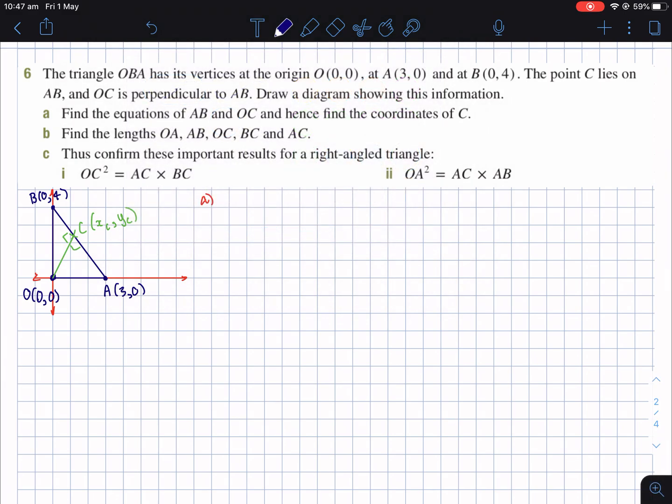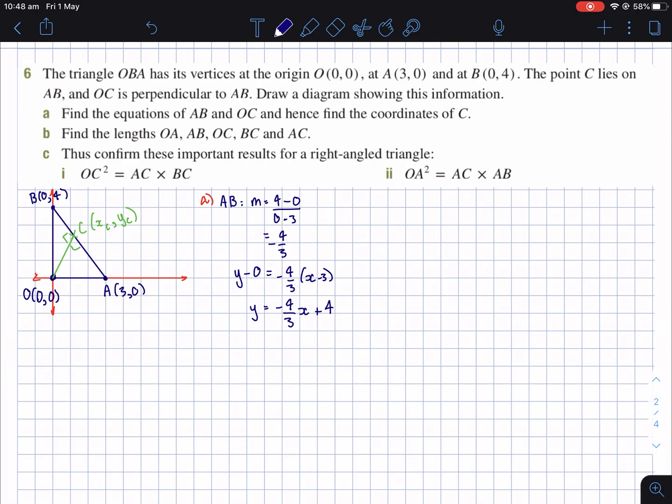Okay, so find the equation of AB. Well, the gradient is y2 take y1, so 4 take 0, over x2 take x1, 0 take 3, so the gradient is negative 4 thirds. And then y take y1, I'm just going to use the point 3, 0, so y take 0 equals negative 4 thirds x take 3. So y equals negative 4 thirds x plus 4, because 4 thirds times 3 is 4.